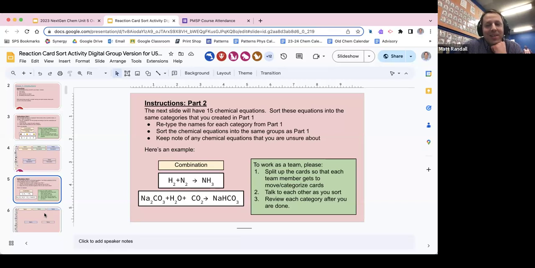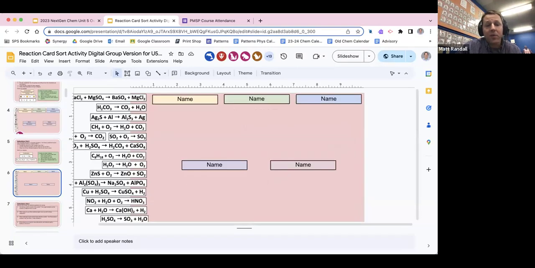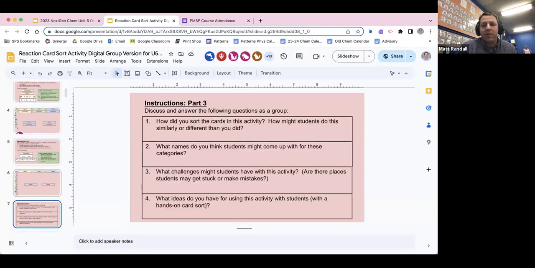Sort the chemical equations into the same groupings as part one, and then keep note of any that you're unsure about. And so just think of a way of splitting it up so that different people get to move it. Usually in class, I physically have students take the stack of cards and just divvy them up, and then they're moving them around and discussing, especially review each category after you're done. And then after you've done that second card sort, there's a few questions for you to discuss as a team, and we'd love for you to write your responses in here.